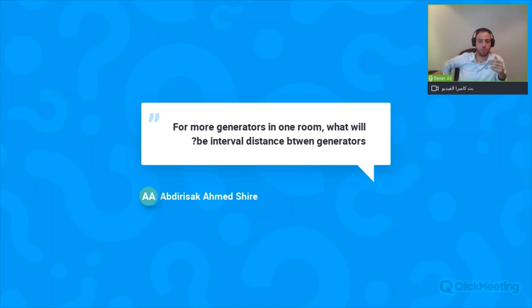Next question. For more generators in one room, what will be the distance between the generators? Let's say you can consider a minimum of 1 meter between the generators. 1 meter for the first one, 1 meter for the second one. So between the generators, 2 meters. And from all the sides, 1 meter. Again, between the two generators, keep 2 meters: the right side of the first generator 1 meter, and the second generator 1 meter. So 1 plus 1 will be 2 between the two generators.